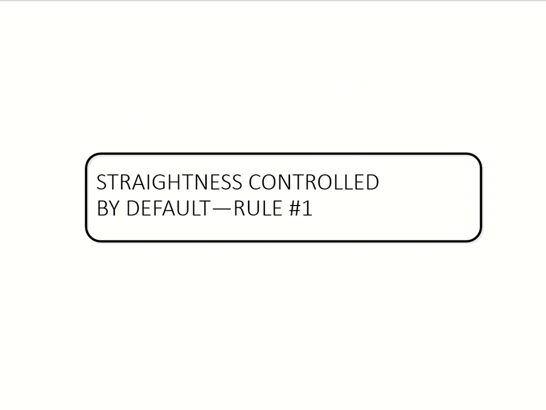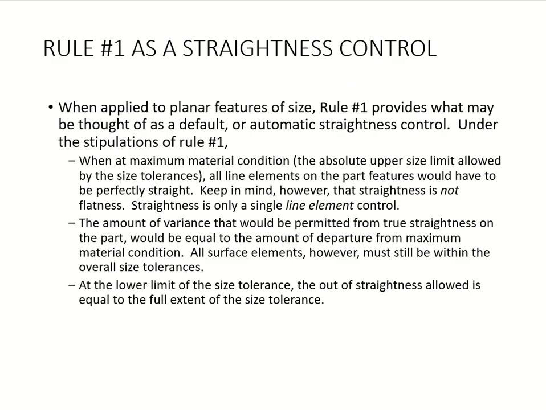All right, then we get into rule number 1 for straightness. Rule number 1 is just dealing with your automatic straightness control, and we call that the default. So when you have an MMC, all of your lines on that feature will have to be perfectly straight.